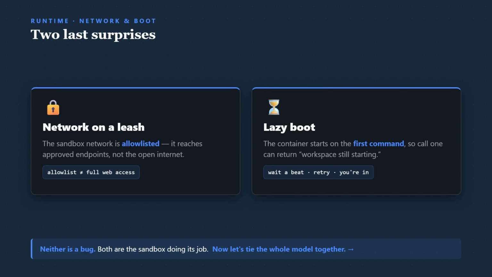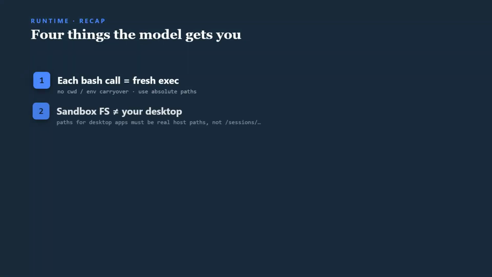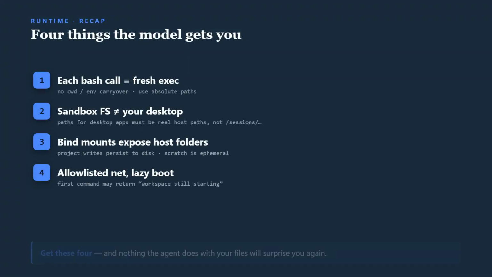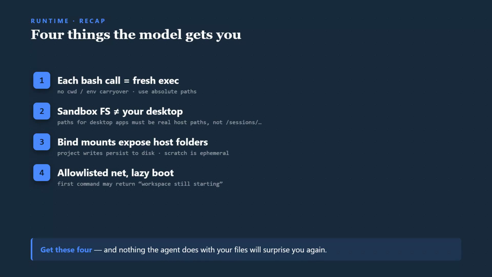Let's tie it together. Four things to remember. 1. Every bash call is a fresh exec, so use absolute paths. 2. The sandbox file system is not your desktop. 3. Bind mounts expose your folders, project writes persist, scratch is ephemeral. And 4. The network is allow listed, with the container booting lazily on first use. Get these four, and nothing the agent does with your files will surprise you again.